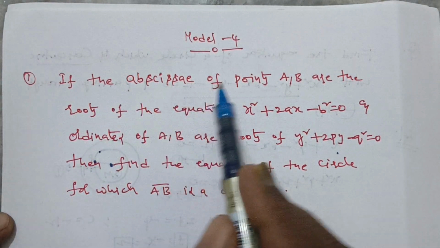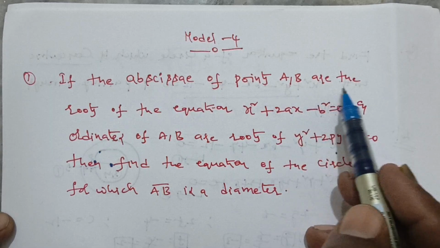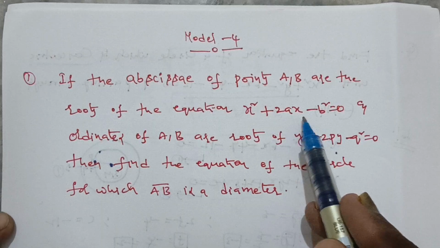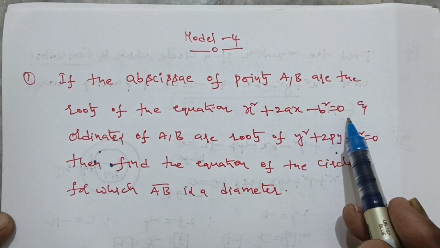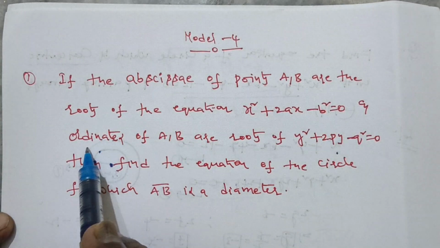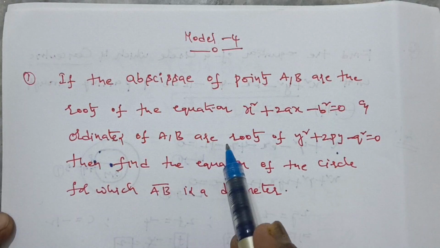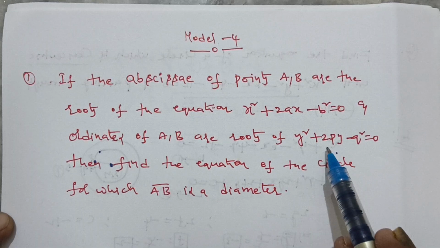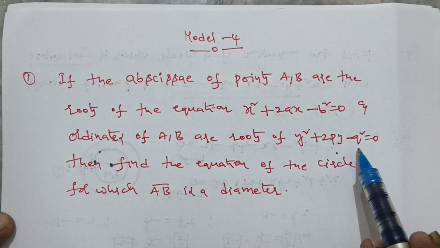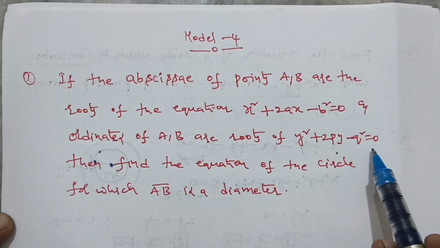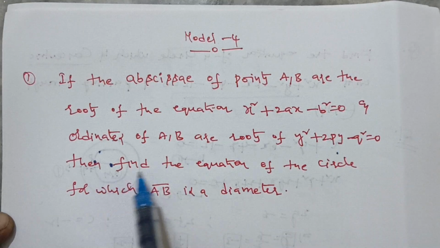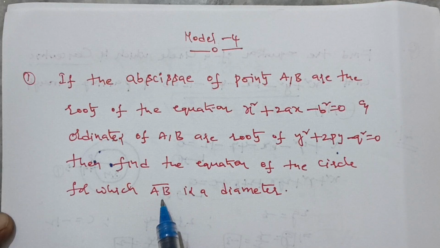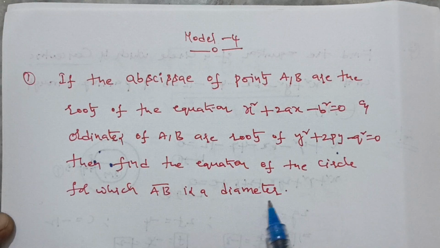If the abscissa of points A, B are the roots of the equation x square plus 2ax minus b square equals 0, and the ordinates of A, B are the roots of the equation y square plus 2py minus q square equals 0, then find the equation of the circle for which AB bar is a diameter.